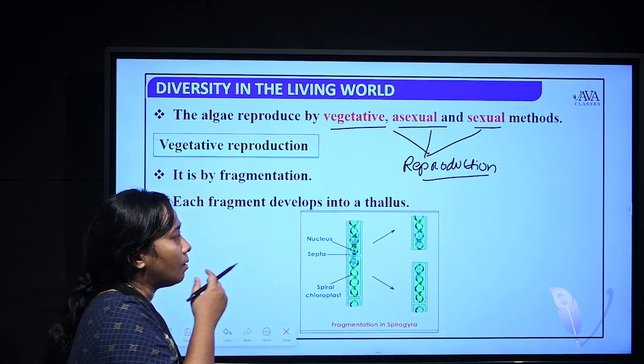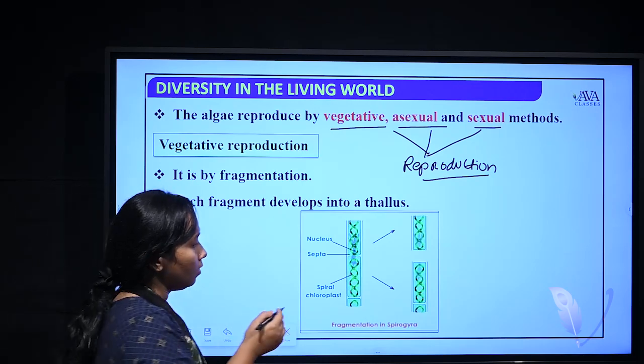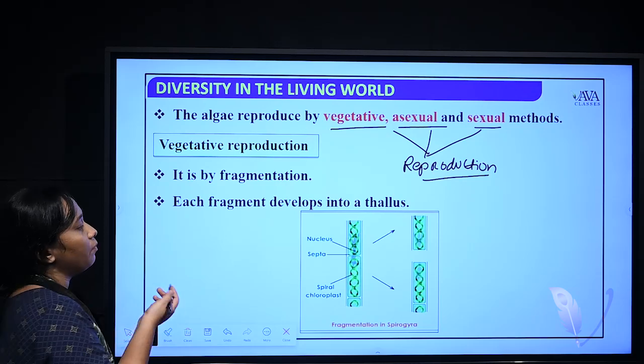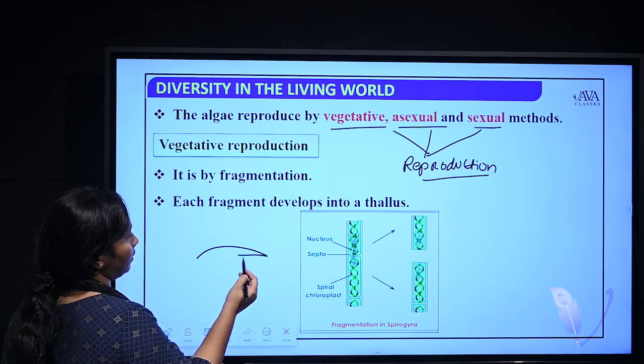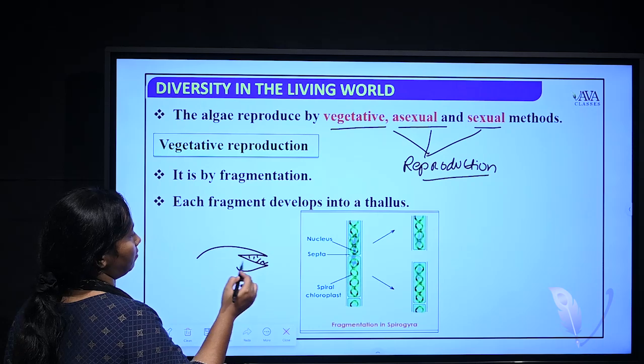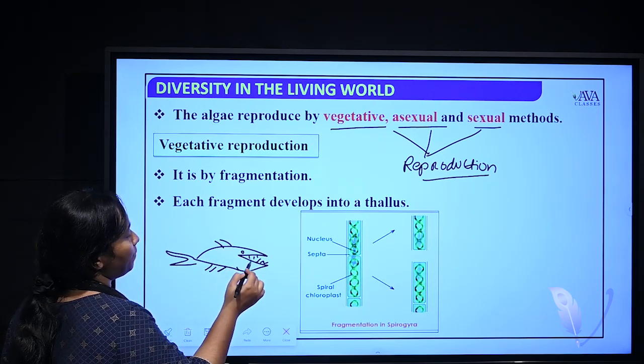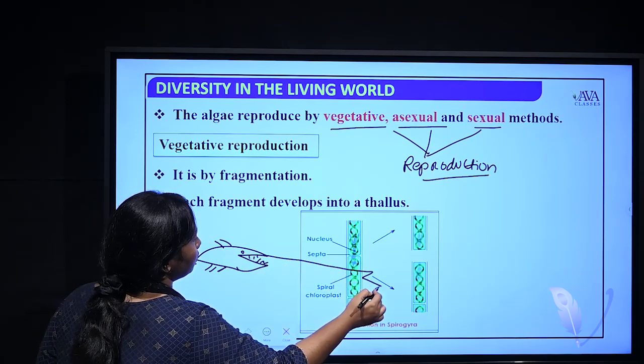In vegetative reproduction, for example, this is Spirogyra. For some reason, for example, if a predator arrives here and passes through this.